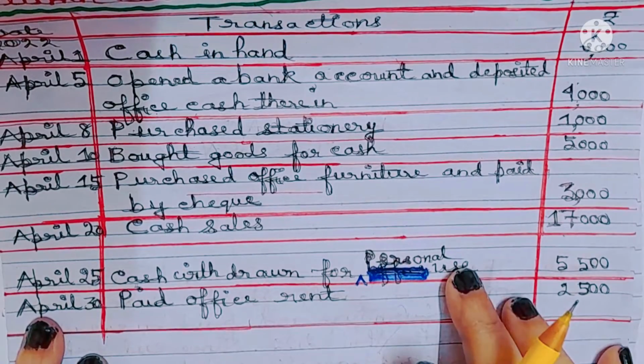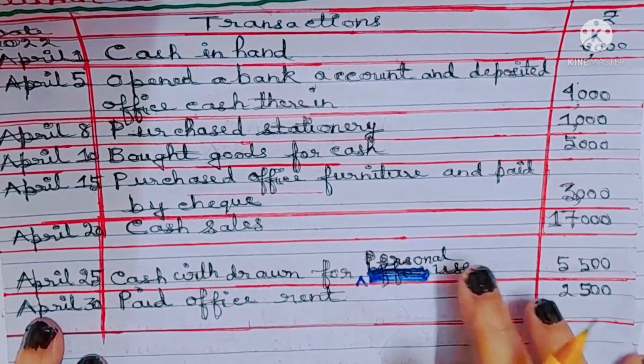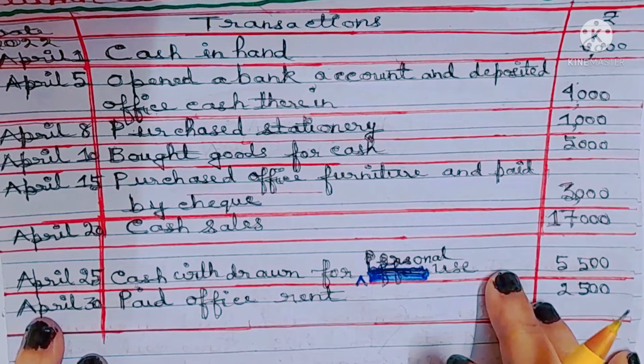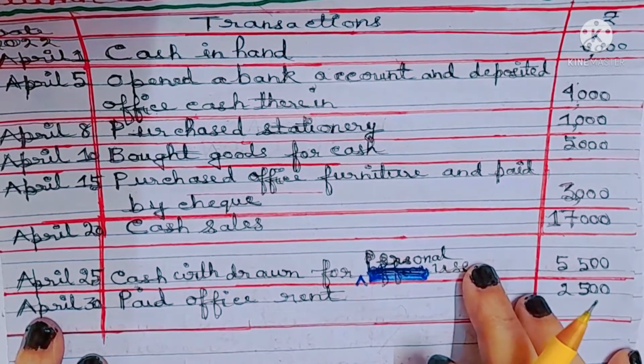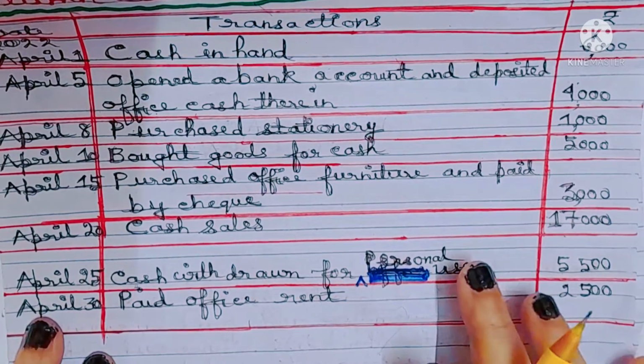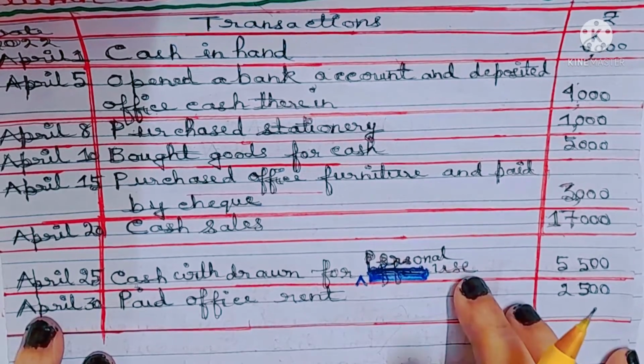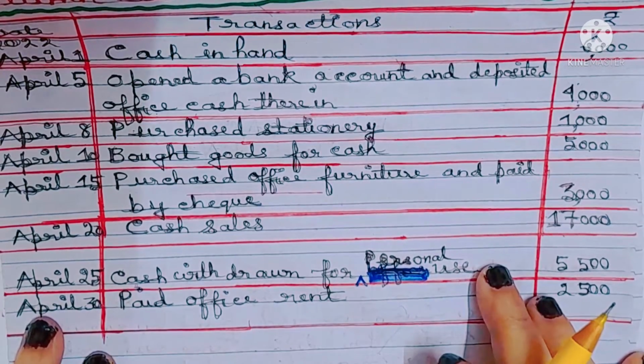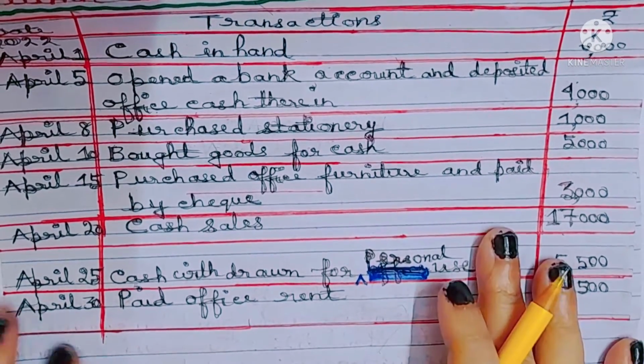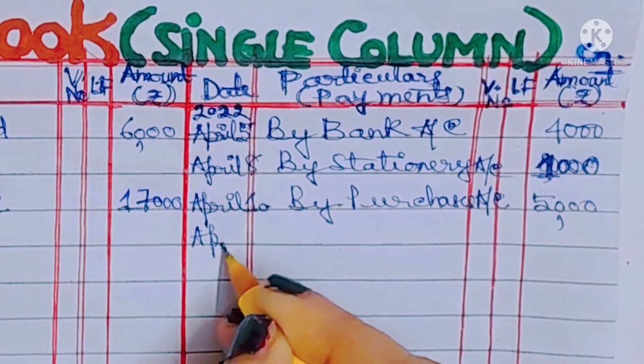Okay. What is the position of cash account? Since cash account is on the credit side, drawings account will also be on the credit side. We'll write "by drawings account" in the cash book on the credit side. Okay. So let's write 25th April.